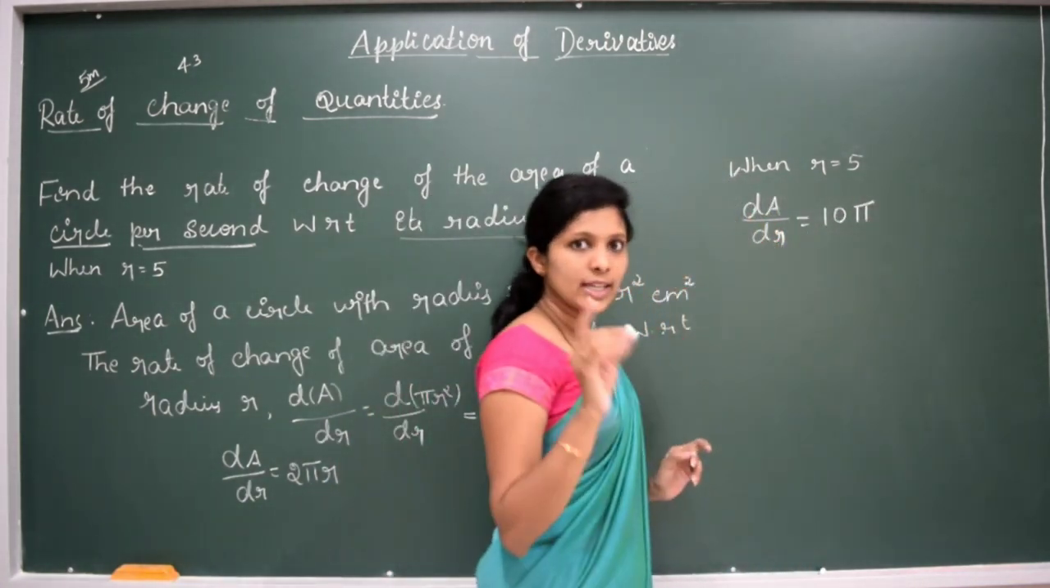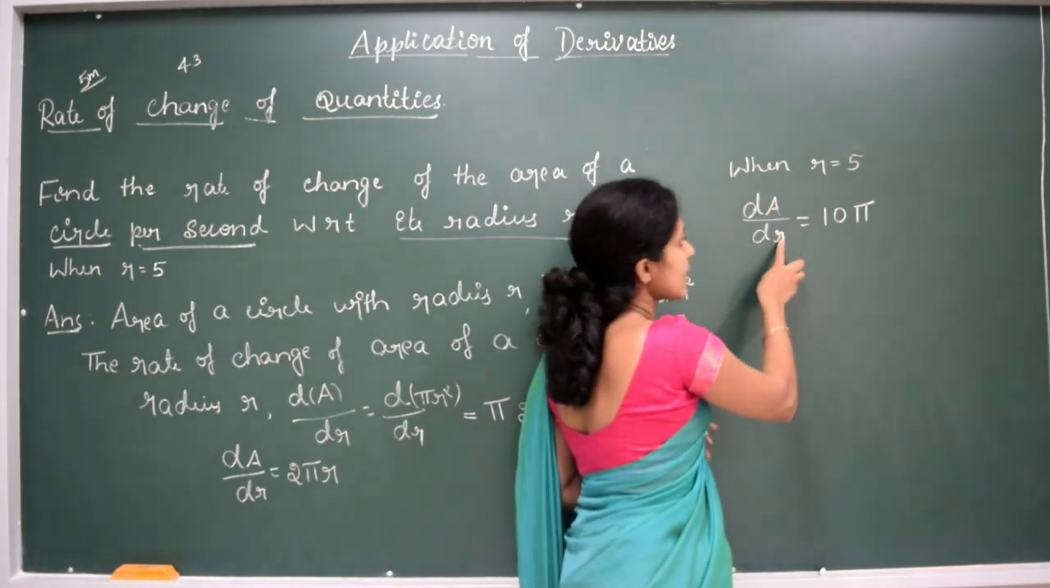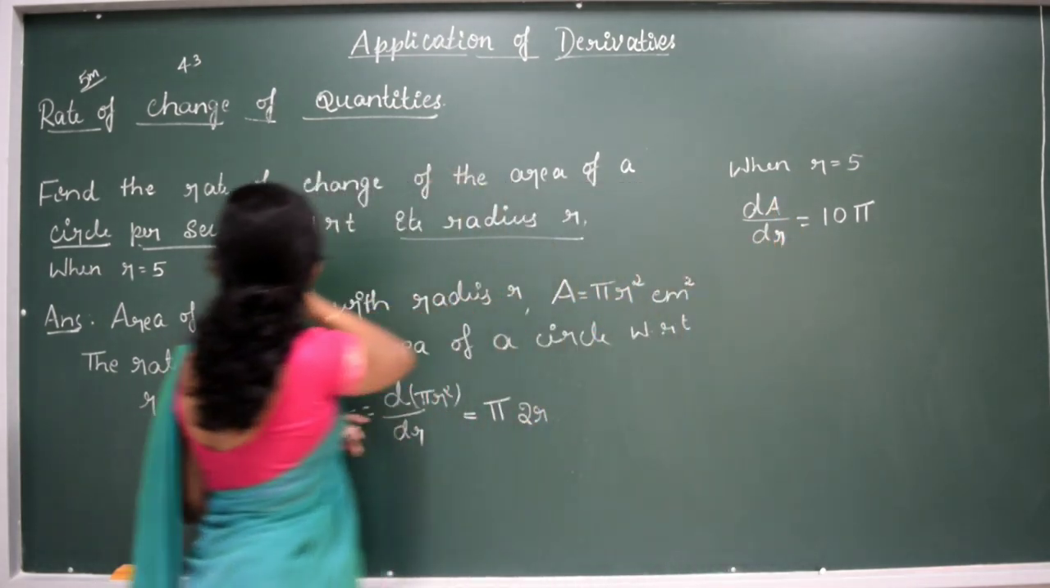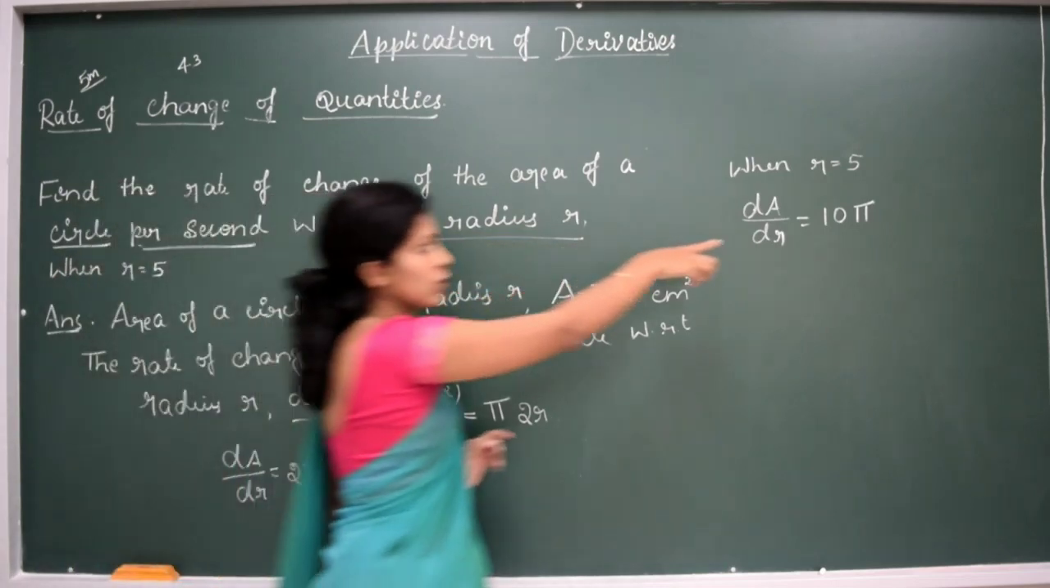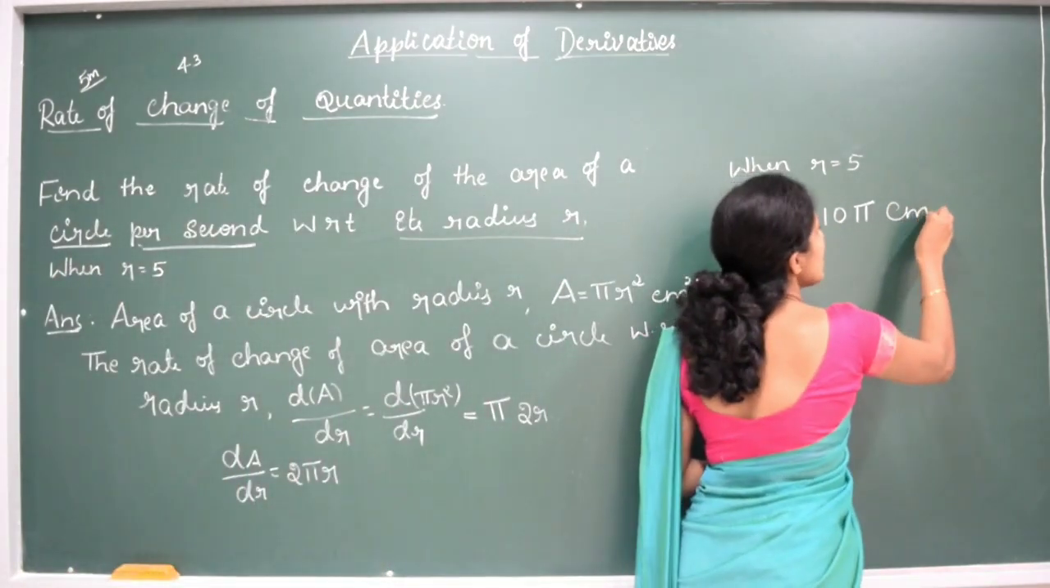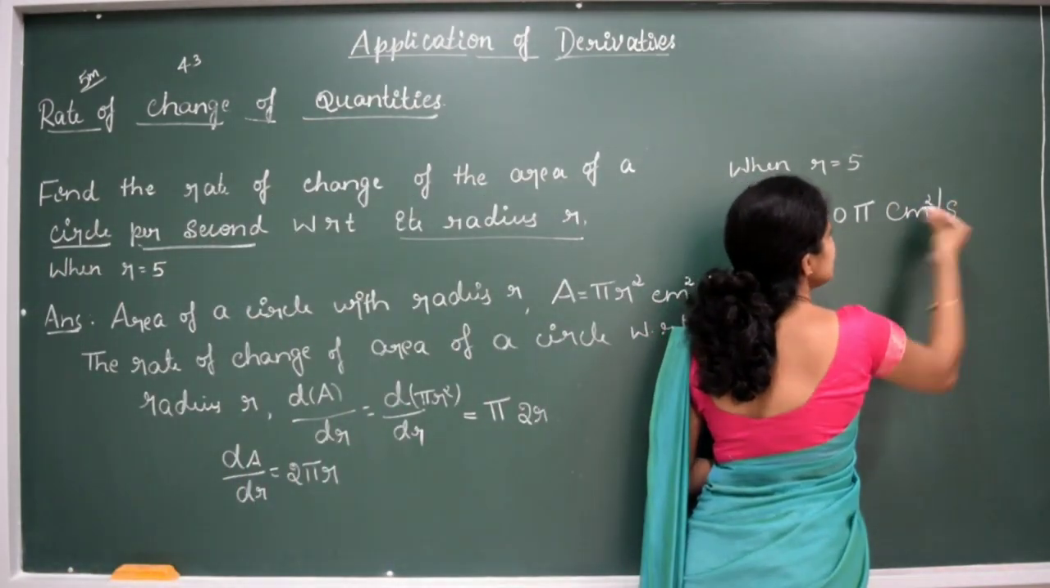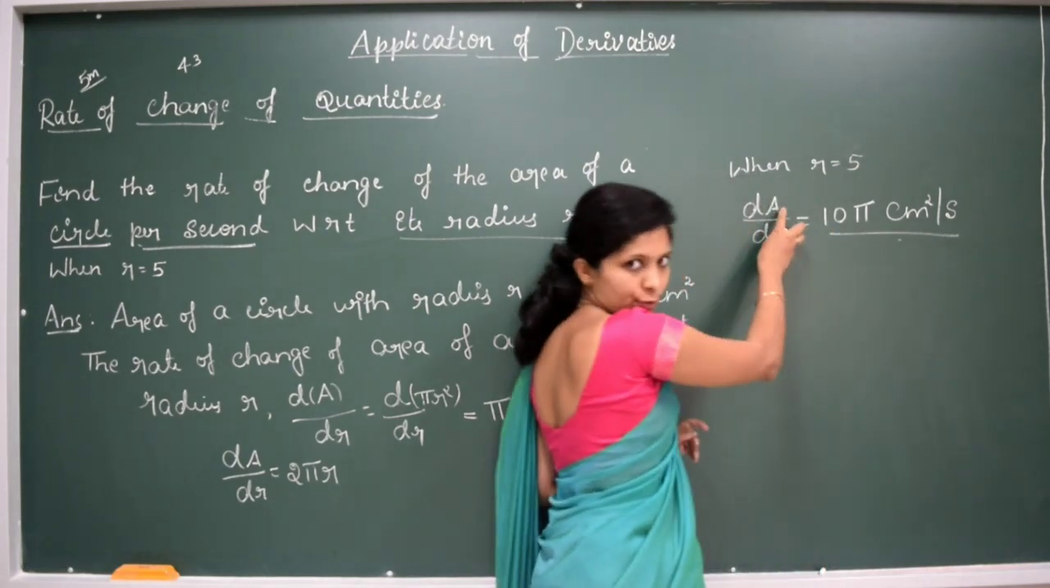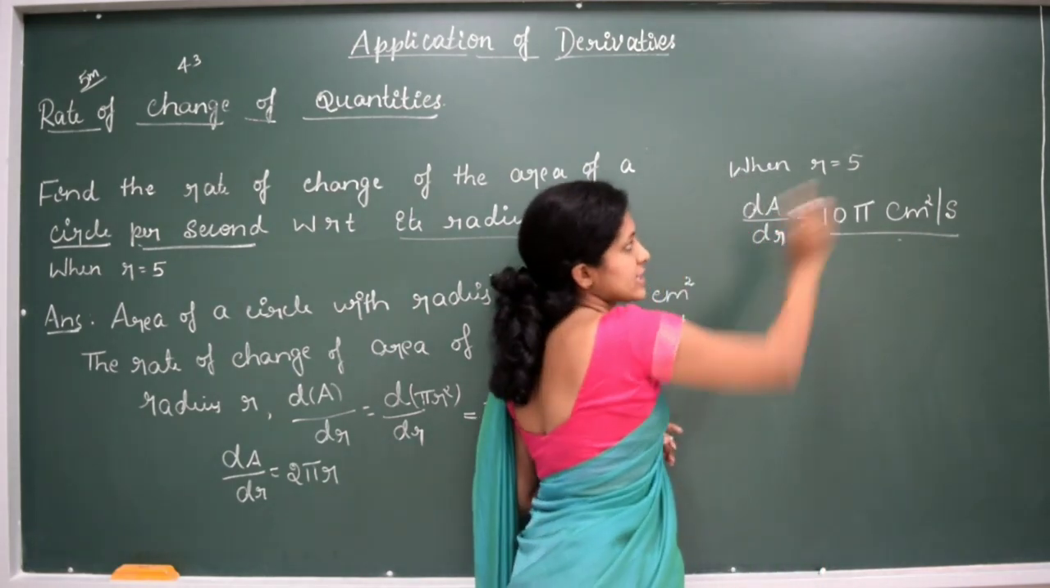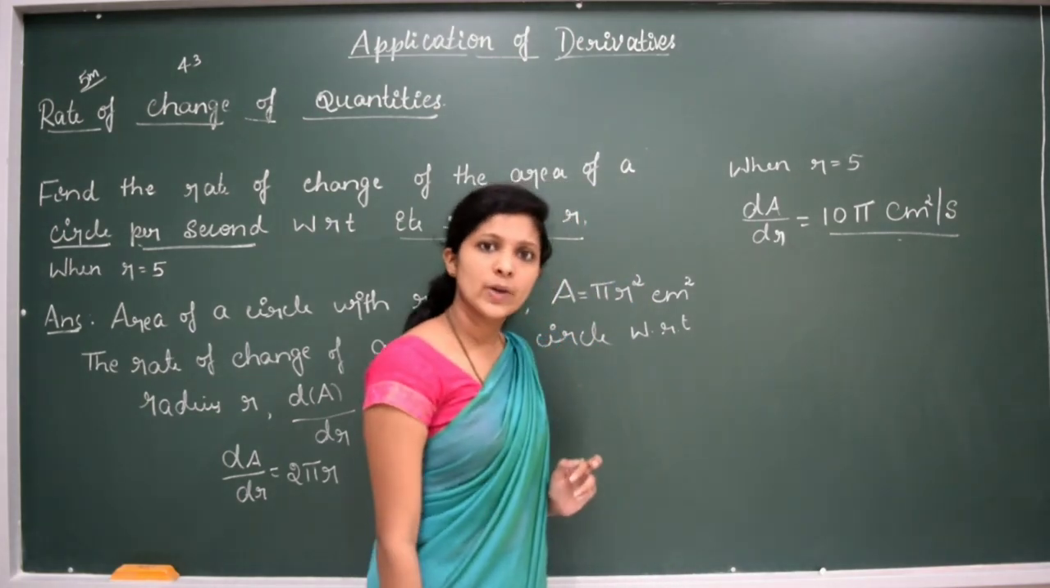Finally you have to write the unit. Here area of a circle is there and here radius is there. We are finding per second. So the unit for this one is centimeter square per second. Is it clear? So the rate of change of area of a circle with respect to the radius is given by 10 pi centimeter square per second.